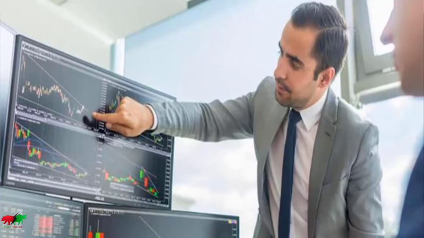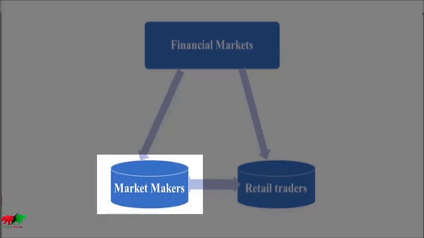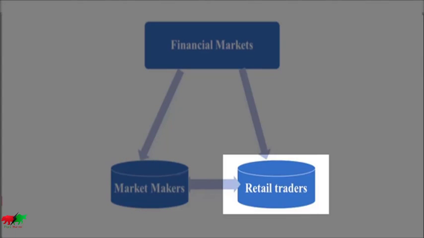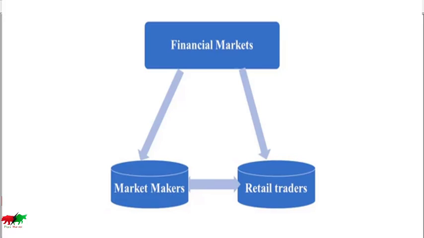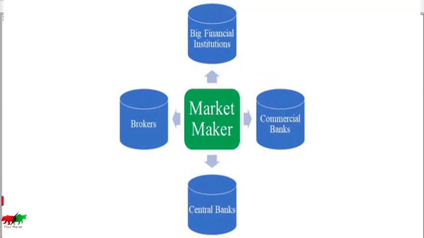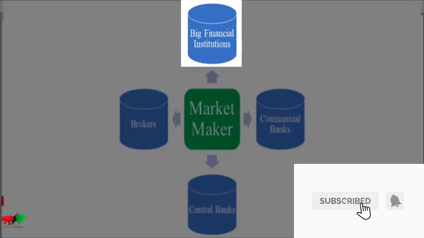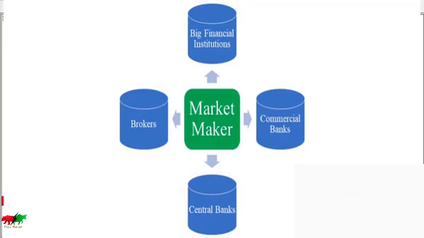Financial markets are composed of two players, market makers and retail traders. Unfortunately, market makers have more chances to make money in the market. Market makers are commercial banks, central banks, hedge funds, brokers, and big financial institutions. They employ the best technical analysts, price action analysts, mathematicians. They have the best trading tools and algorithms, and they trade millions of dollars every single day. So they have the power to manipulate and control the market.